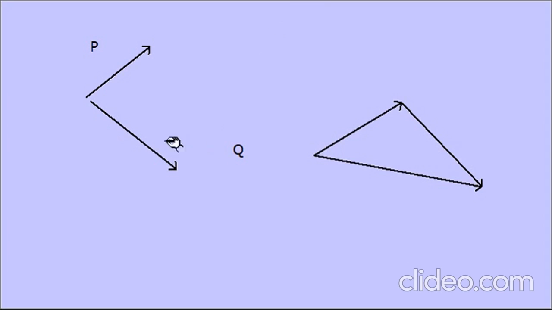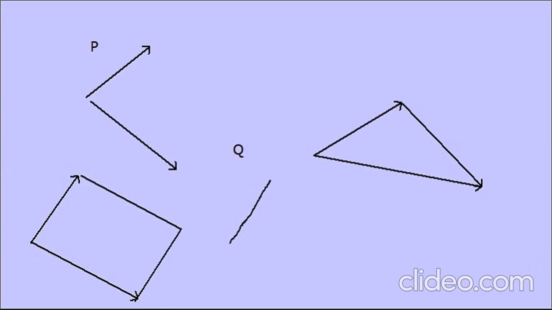Right? Means if we are considering the same example, the two forces P and Q, then this is P and then this one is Q, so this is their common point. If we are completing this parallelogram, then the diagonal of this parallelogram will represent the value of resultant force R. Right?